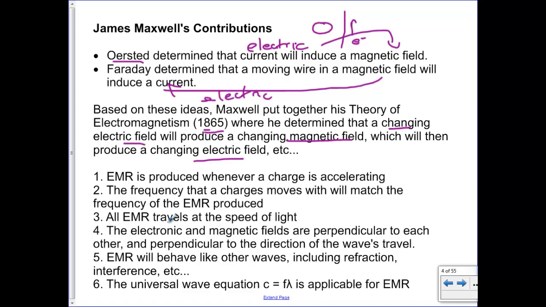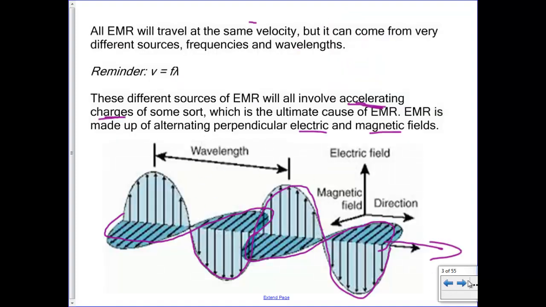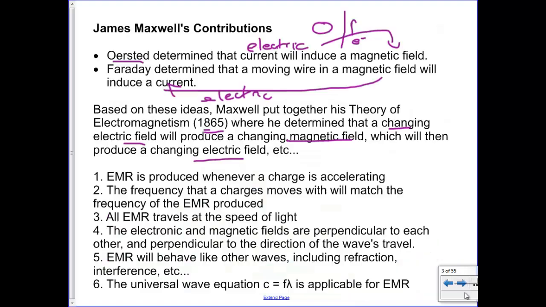Third postulate, EMR travels at the speed of light. I mean, probably one of the biggest reasons why is, well, light is a form of EMR. These electric and magnetic fields are perpendicular to each other. So that's the diagram I kind of have here. And they're also perpendicular to the actual direction of travel.